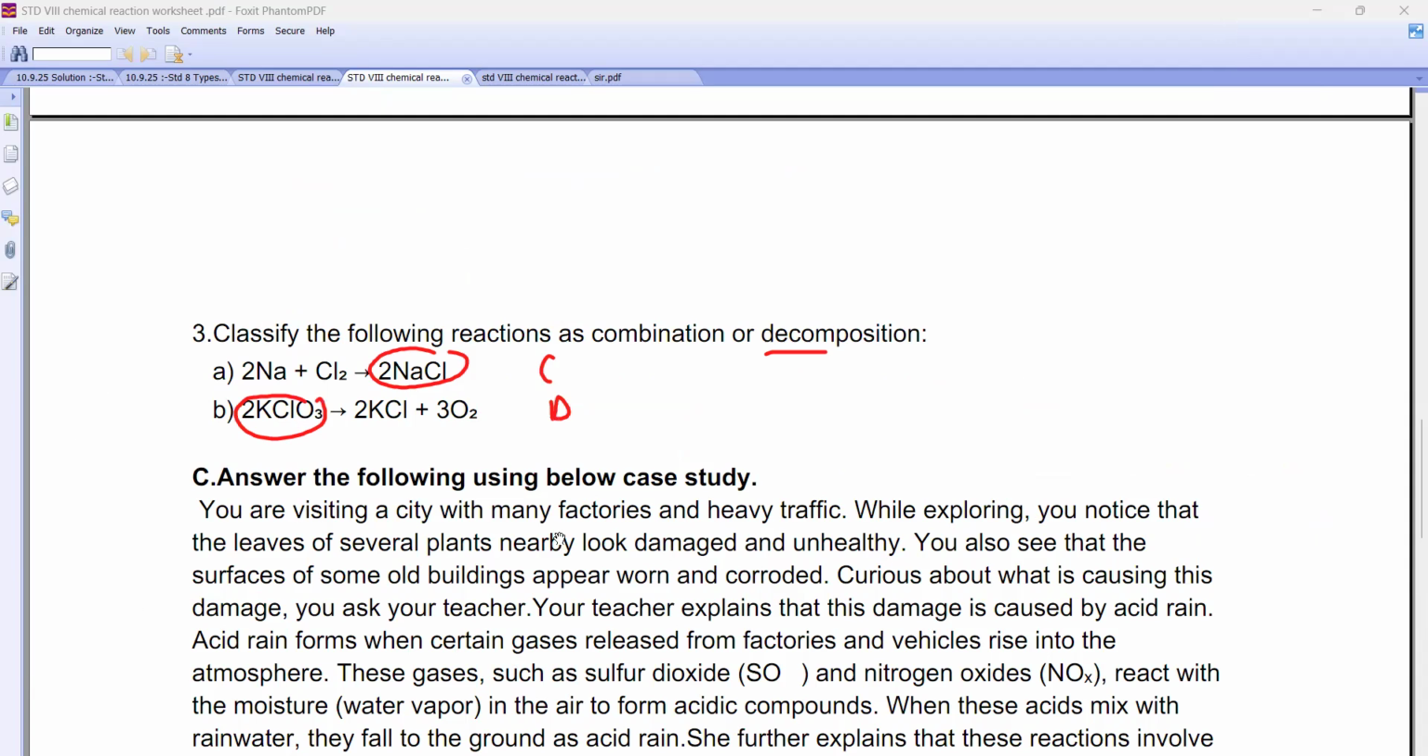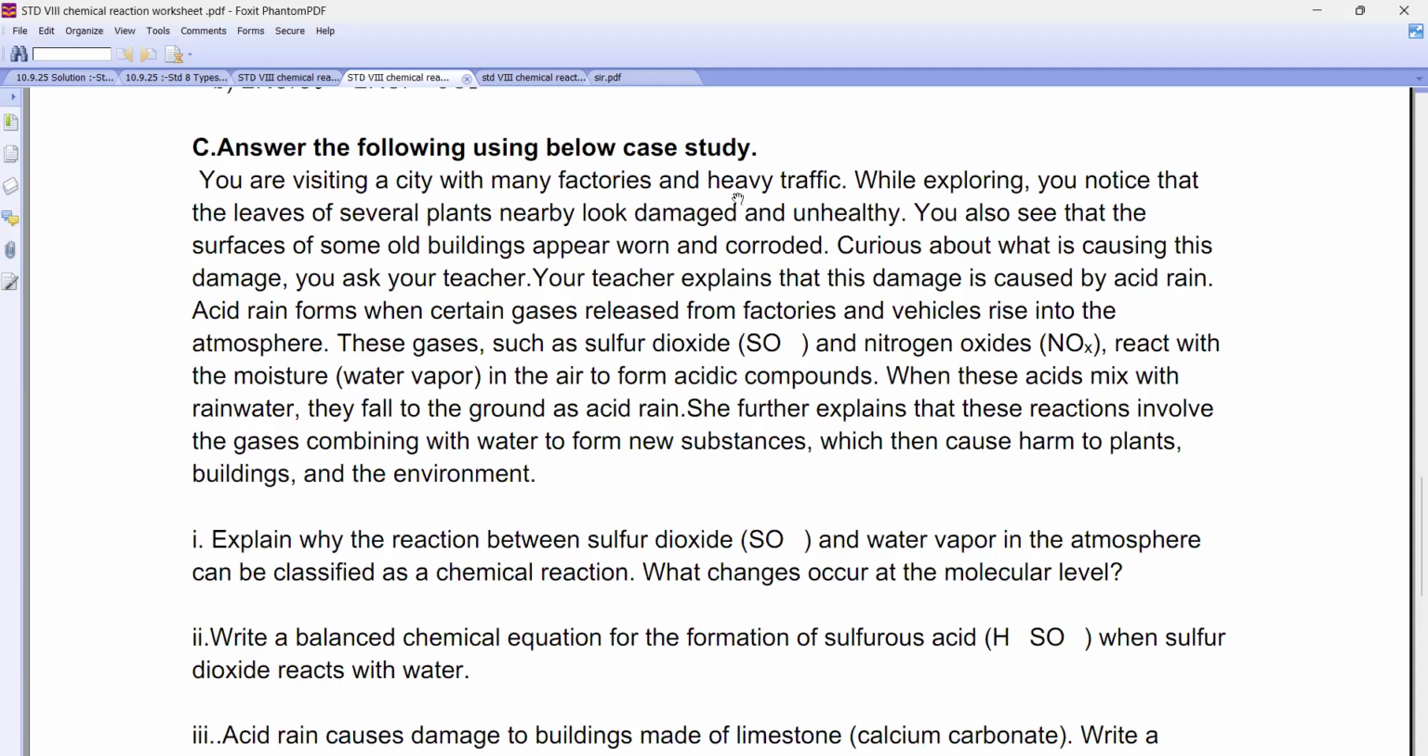Now this is what they have given. You are visiting a city with many factories, heavy traffic and so on. Some buildings appear old, worn out, corroded. Your teacher explained that this damage is caused due to acid rain. They have given it wrong. Sulfur dioxide is SO2. Nitrogen oxides, so this you can get right. Nitrogen oxide, which then mixes with acid. So now what they have told you, beta, I just now explained to you.